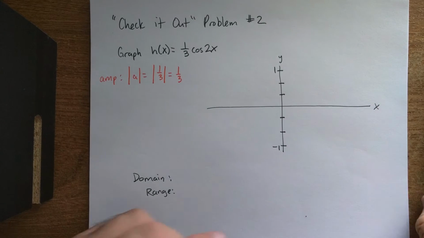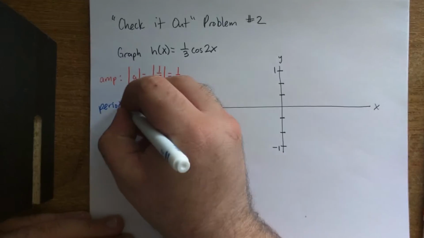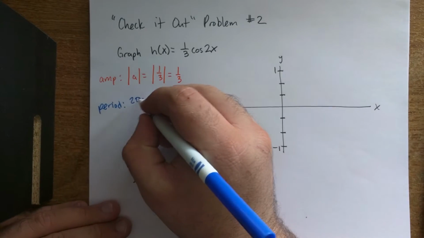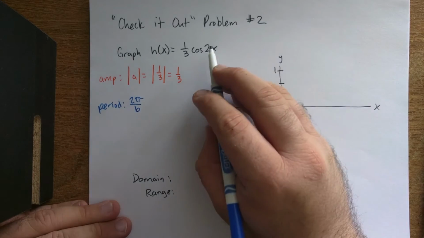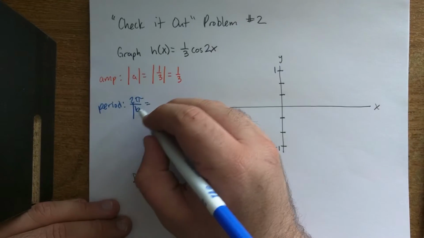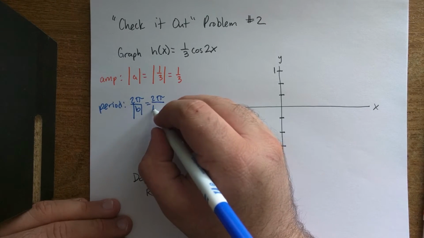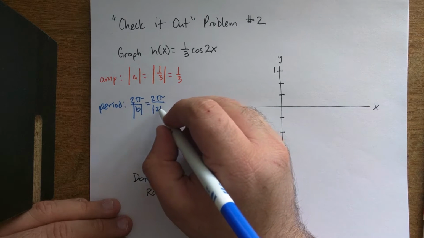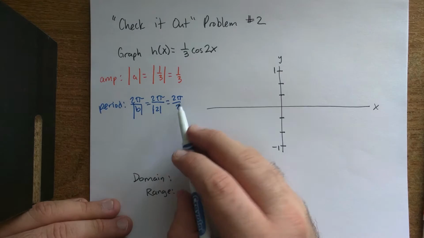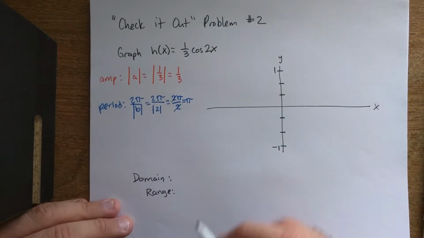Now we also need to find our period. Our period is 2 pi divided by the absolute value of b. B is the number that's before x. In this case, it's 2. So we have 2 pi over the absolute value of 2. The absolute value of 2 is just 2, and we have 2 pi over 2. The 2's cancel, leaving you with pi.